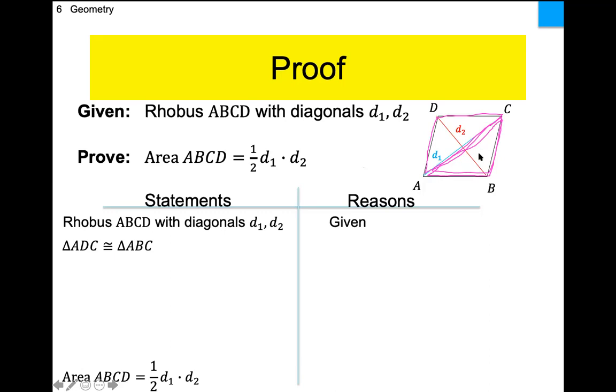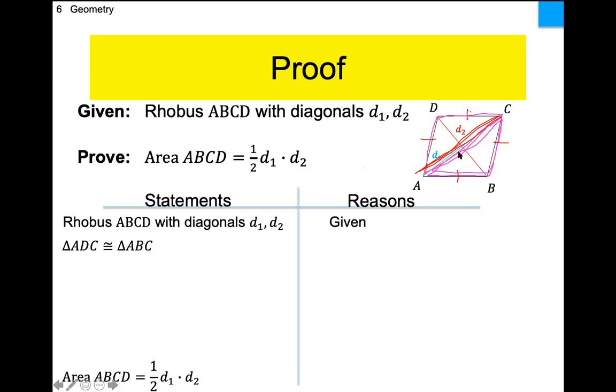It's a rhombus. It's SSS. Why? Because opposite sides of a parallelogram are congruent, but it's a rhombus, so all 4 sides are exactly the same. And then lastly, reflexive property, this side of those two triangles.